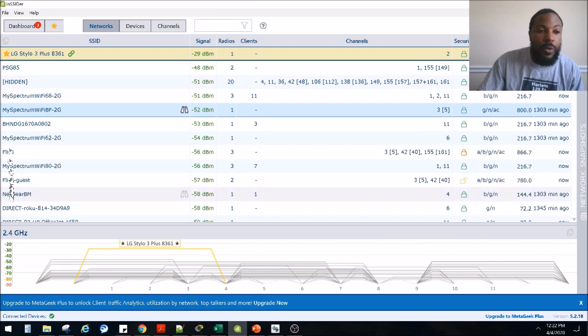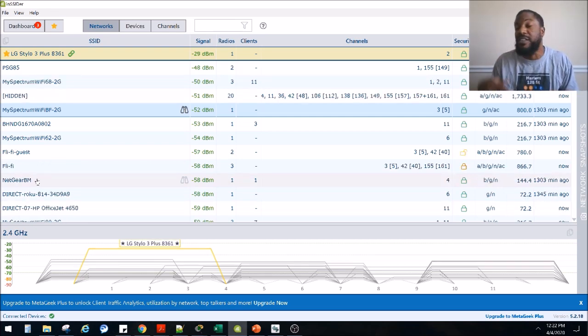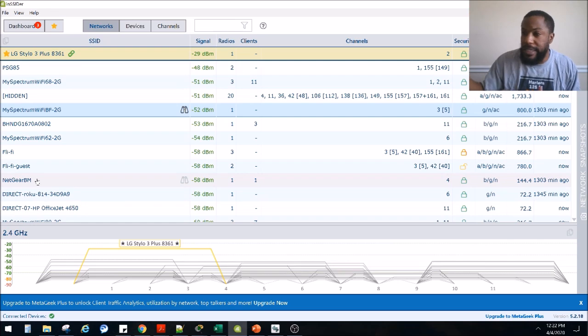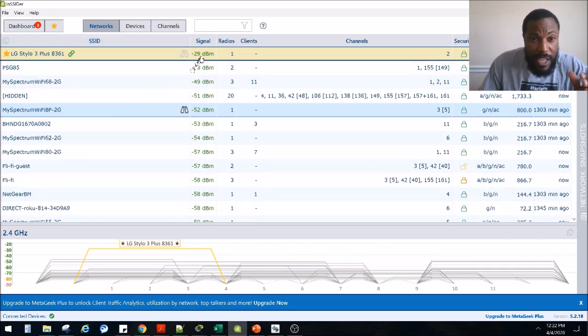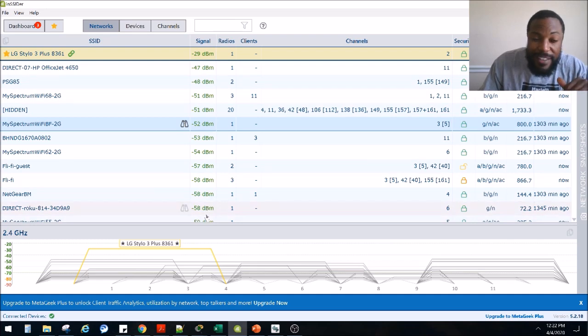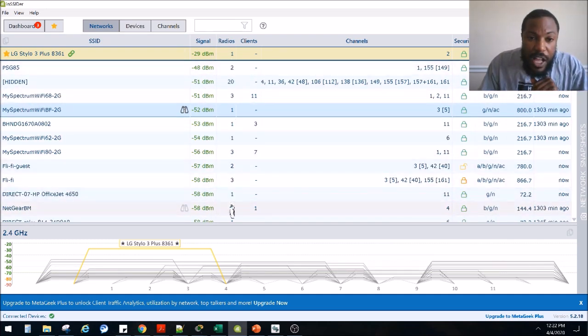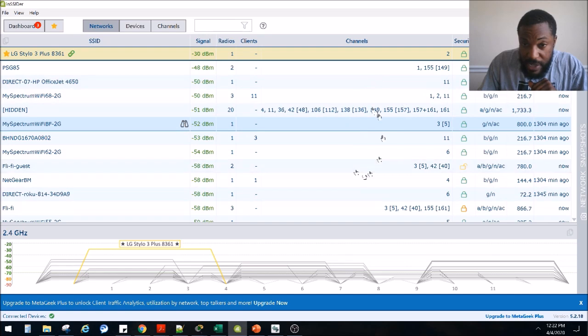So we got all our network names. This is the same thing as when you get on your laptop and see what Wi-Fis are available, like when you're in a mall and you see Sears Wi-Fi or Starbucks Wi-Fi, right? These are the network names, or SSIDs. These are the signals we're going to talk about, RSSIs and radio signals. And these are the radios or channels they're operating on, right?